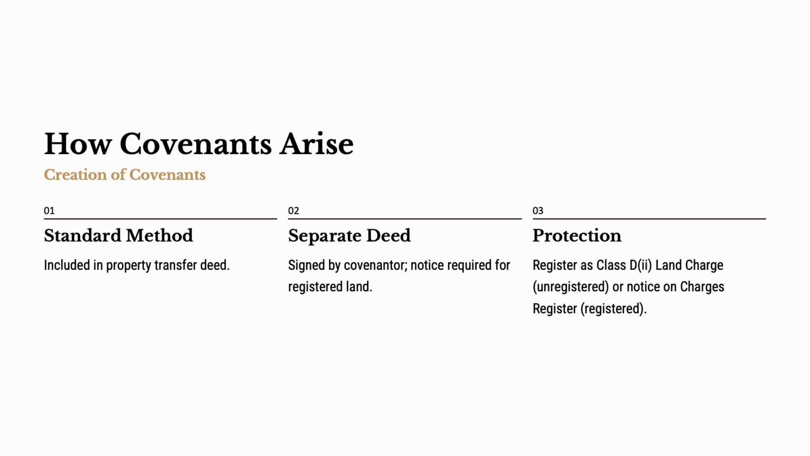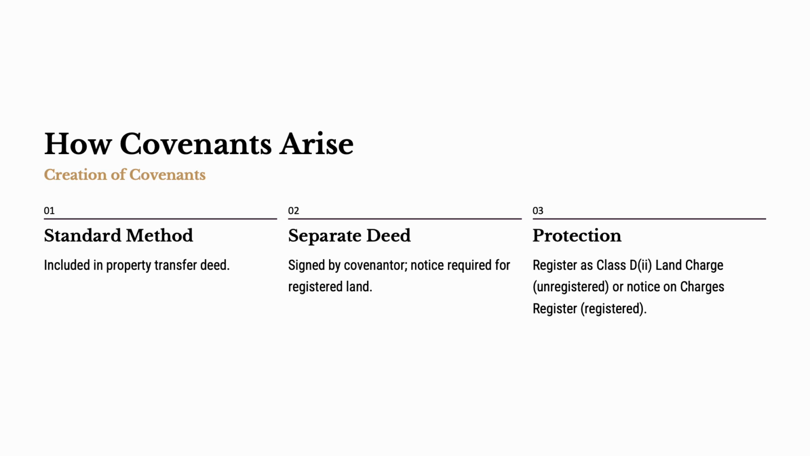So, regardless of method, proper formalities are essential. A covenant must be made by deed to create a legal interest. Without a deed, you might have a contract to create a covenant, which could be enforceable in equity between the original parties, but it won't have the same effect as a covenant.